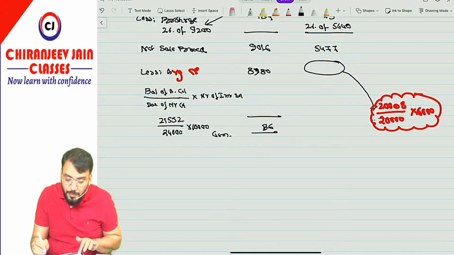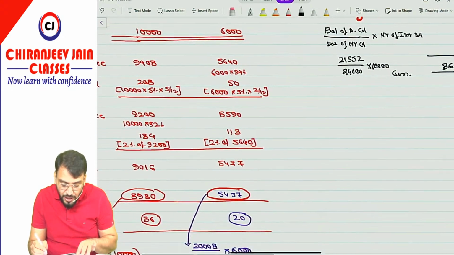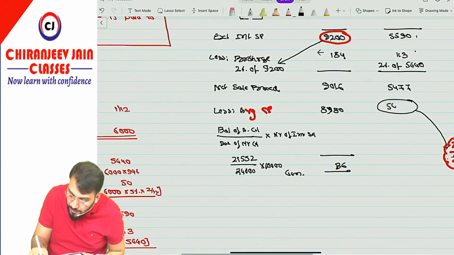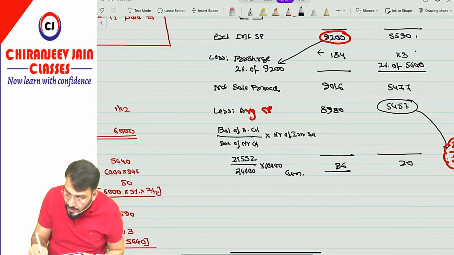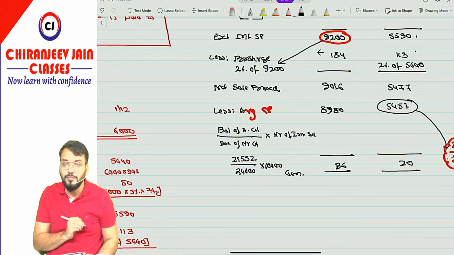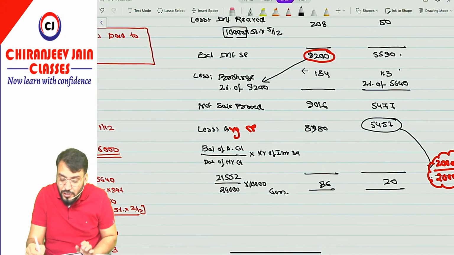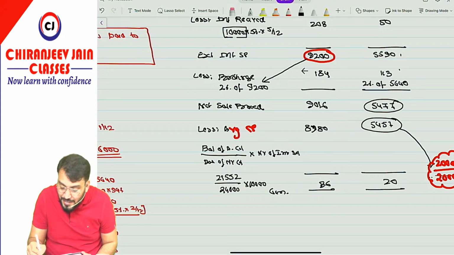So what amount is coming? It is coming 5457. So there is a gain of 20. Understood? Means what journal entry are we doing now? Net sale proceed is what? 5477, and gain is 20.